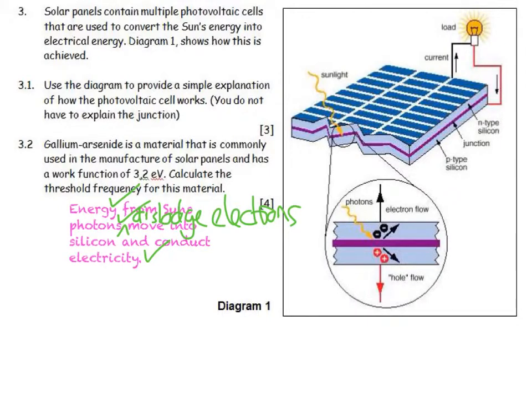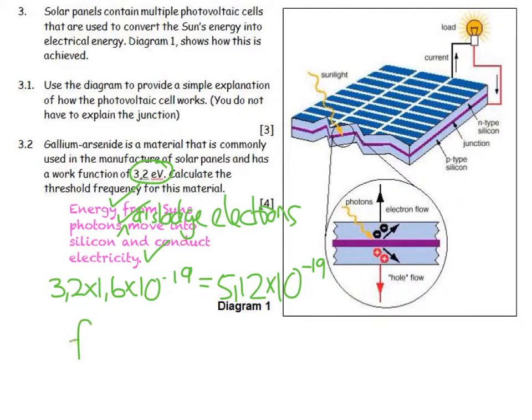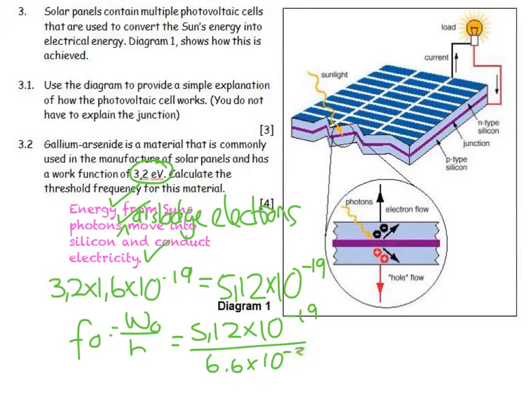Well, the first thing I need to do is change this 3,2 electron volts into joules. So it's 1,6 times 10 to the negative 19. And that is going to be the work function of 5,12 times 10 to the negative 19. Threshold frequency is equal to work function divided by h, and therefore I put 5,12 times 10 to the negative 19 divided by 6,6 times 10 to the negative 34, and that becomes 7,76 times 10 to the 14 hertz.